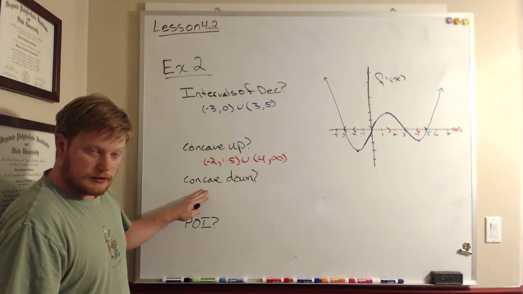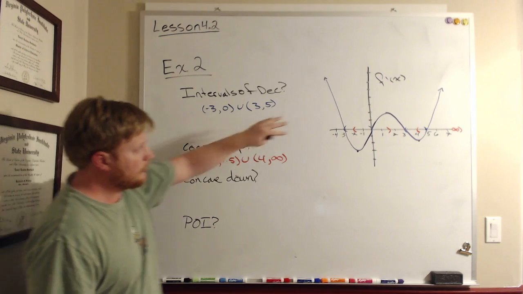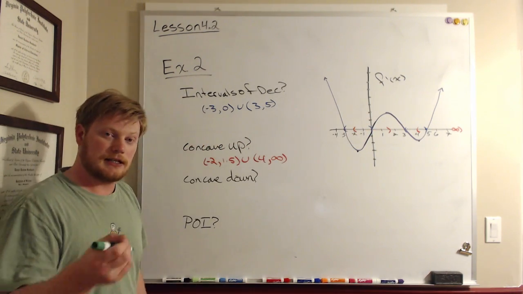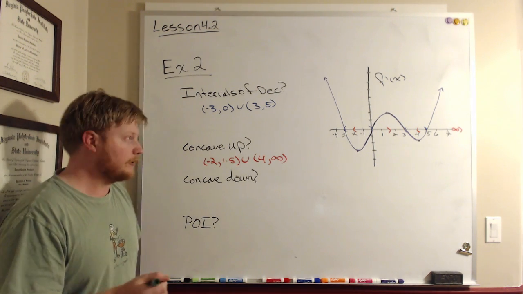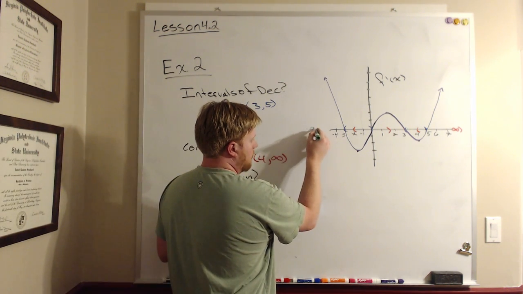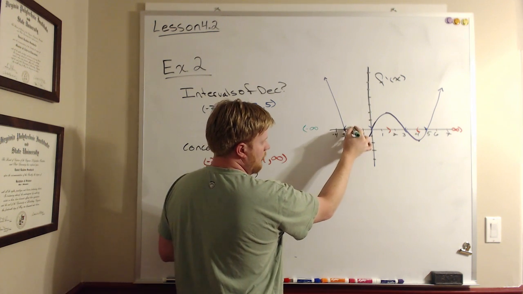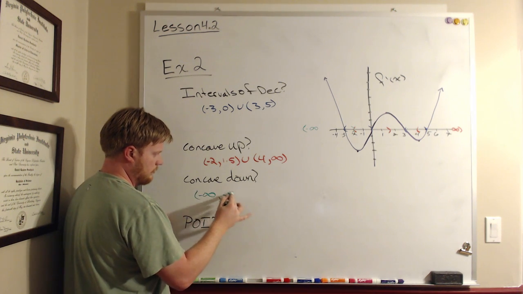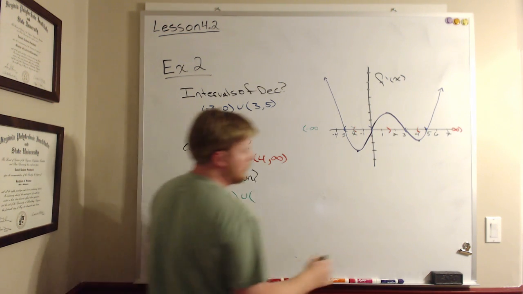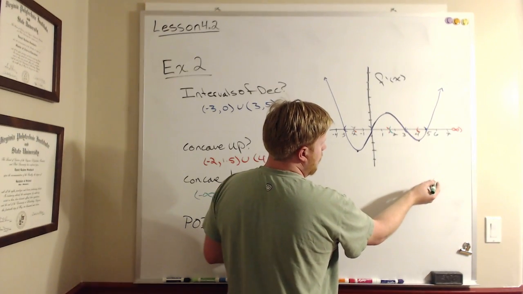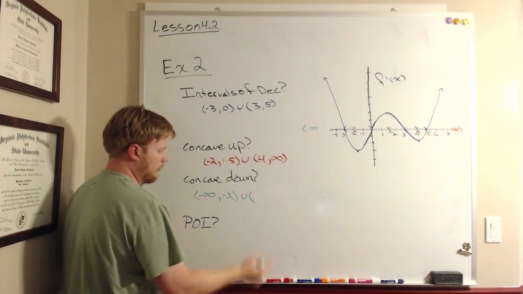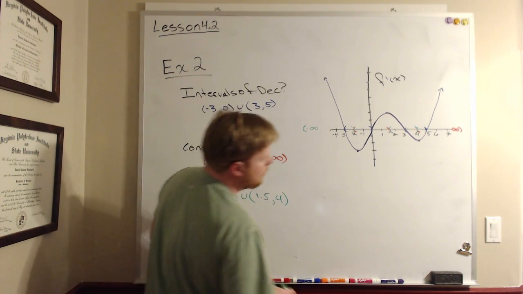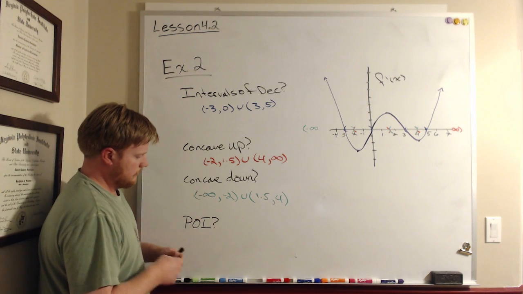Concave down, similarly to the concave up, given the first derivative, I'm looking for where the first derivative is decreasing, because that's going to tell me where the second derivative was negative. So how about from -infinity to -2, and then from 1.5 to 4, right?